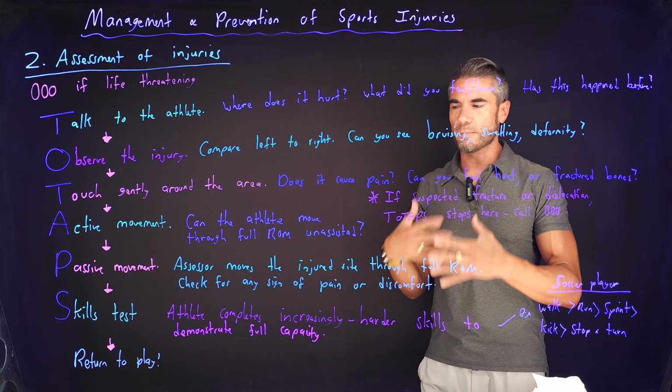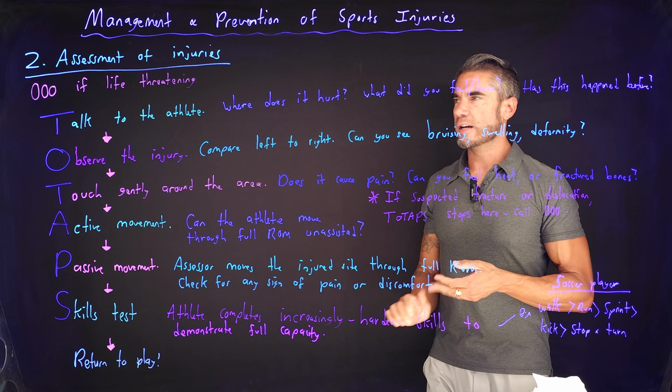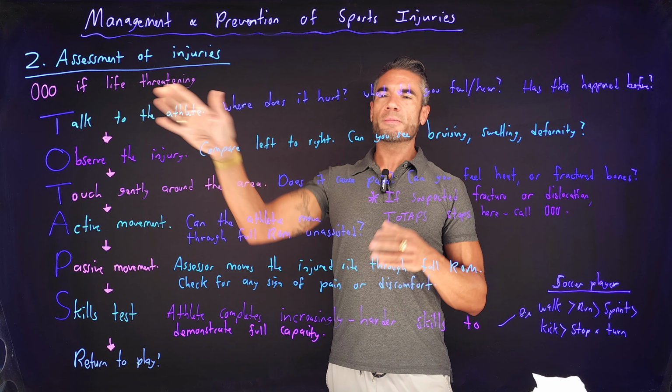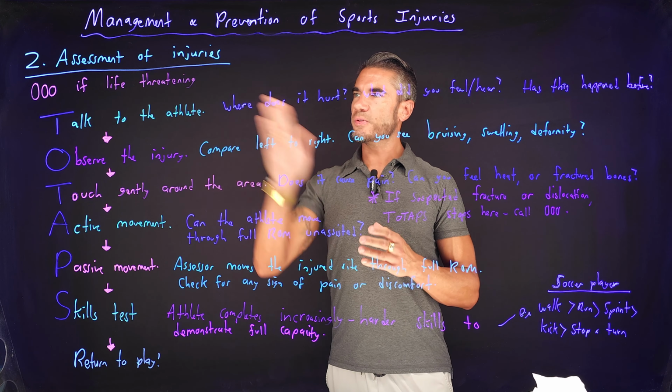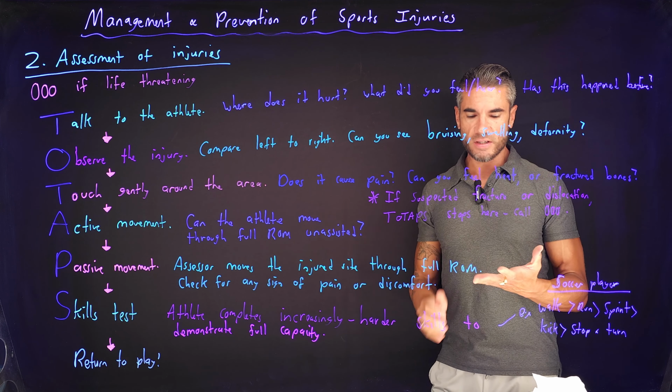All right. So in our second section, looking at management and prevention of sports injuries, we're looking at the assessment of injuries and the procedure that we use to assess a sports injury, okay? The very first thing I wanted to put up before we get to the assessment part though is 000 if life-threatening, okay? Obviously we are referring to sports injuries here, okay?